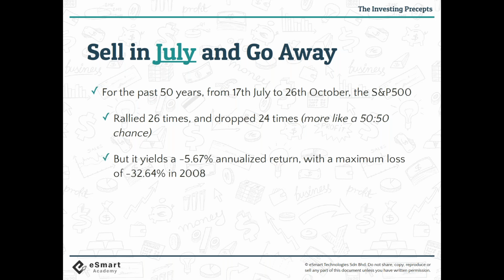But what's also important is to understand, based on these 50 years, if every year you invested from 17 July to 26th of October, what would your performance be? If you do that, you basically have an annualized return of negative 5.67%. In other words, you lose money. The maximum loss was in 2008, when it dropped by 32.64%. The maximum gain was back in 1982, which is quite obsolete for our context now, when it rallied 21%. These are some statistics, and the only way to really understand this is to base it on seasonality and dive deep into the statistics.